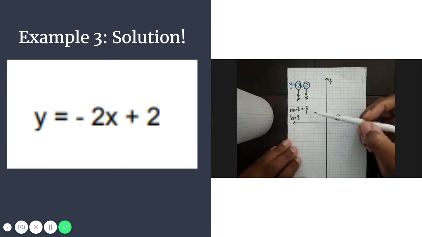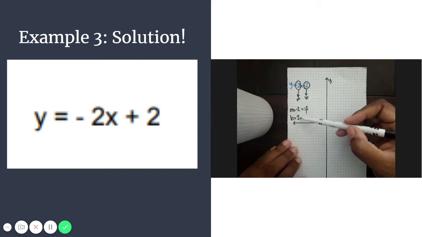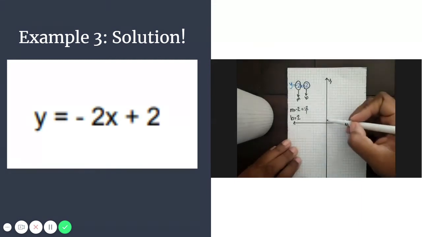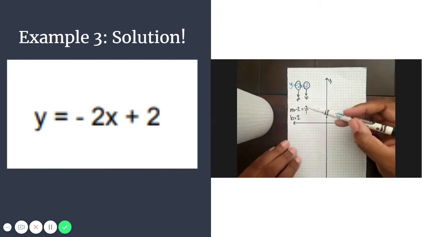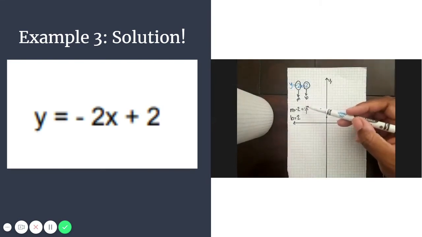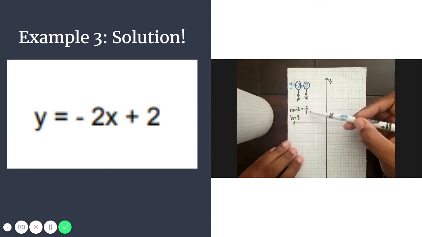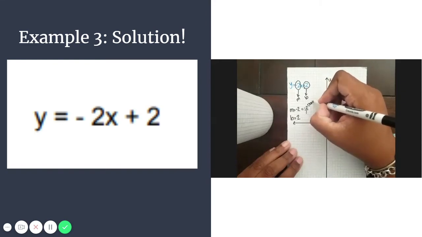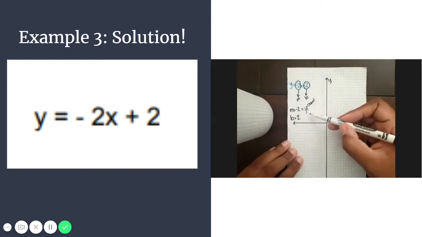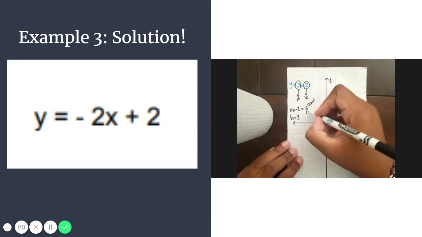So I'm going to start by plotting my y-intercept on my y-axis. My y-intercept is 2, so I'm going to plot 1, 2 on my y-axis. Now, from your y-intercept, I'm going to use my slope to go either up or down, right or left. Remember, my numerator tells me up or down. My denominator tells me right or left. So because my numerator is negative, that means I'm going to go down. And my denominator is positive, meaning I'm going to go right.